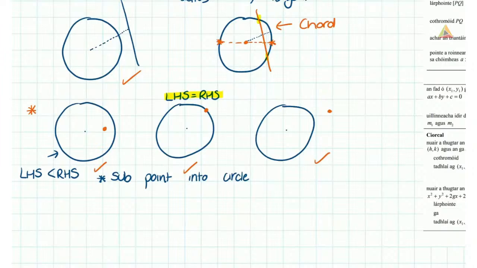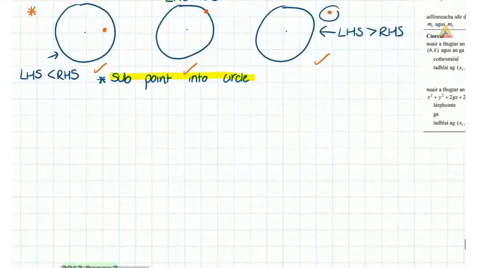And you've probably guessed it, but if it's this case over here where the point lies outside the circle, the left-hand side will end up being greater than the right-hand side. So when I say the left-hand side and the right-hand side, you remember you're subbing the point into the circle and you're working out what that left-hand side gives you and what the right-hand side gives you. So subbing it into the equation of the circle.